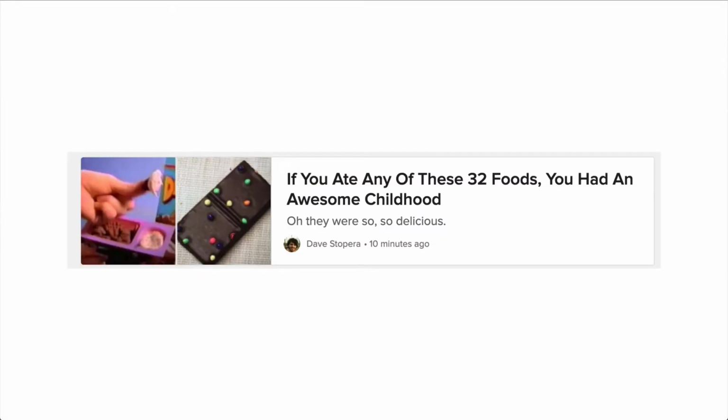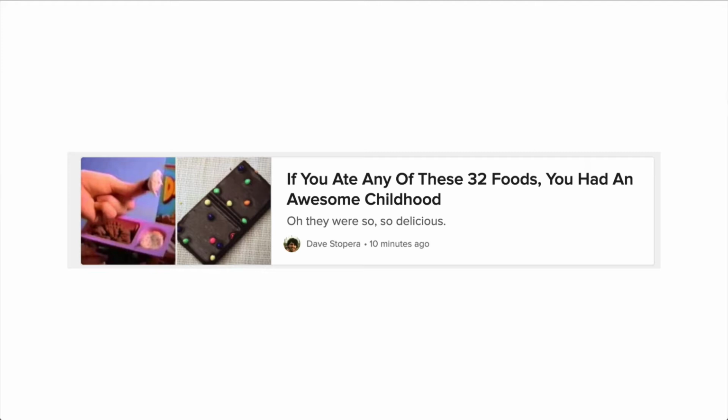So I think this is a BuzzFeed listicle thing. And this is a headline that says, if you ate any of these 32 foods, you had an awesome childhood. Now, one thing that a lot of copywriters talk about is a lot of the stuff that's considered tabloidy or very bad writing, like not healthy writing, tends to be a good place to study because there's a reason why these things are so popular. It's kind of like the junk food of online articles and online information.